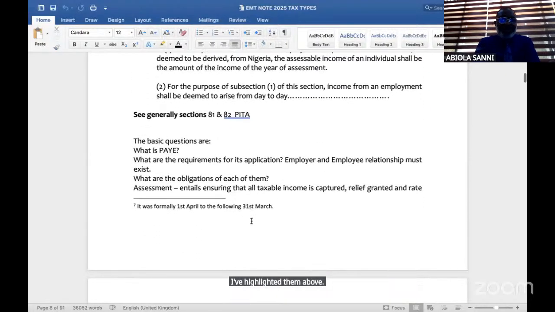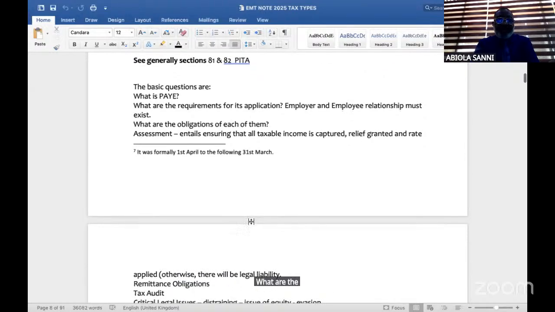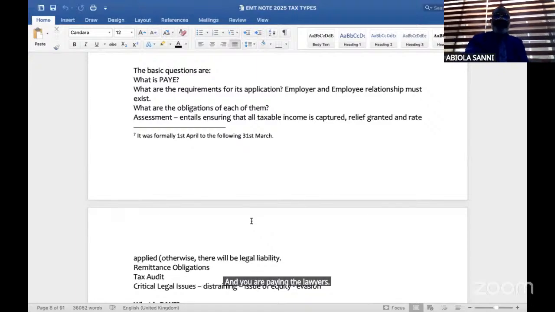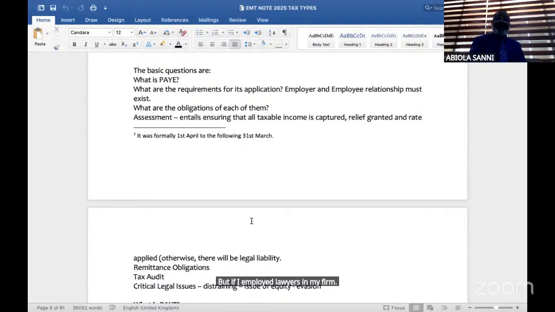So the basic question is, what is PAYE? What are the requirements for application? There must be an employer-employee relationship before PAYE can kick in. If I get you to work for me as an independent contractor, PAYE will not apply. If you hire a lawyer to represent you in a matter and you are paying the lawyer, you cannot apply PAYE because the lawyer is not your employee. But if I employ lawyers in my firm and I pay them every month as I do, PAYE will apply.